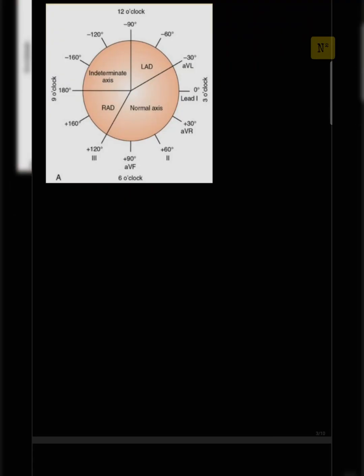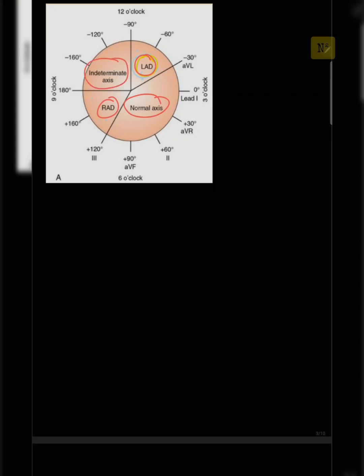So this is the normal axis. I told you from minus 30 to plus 110, and from 111 degrees to positive 180 degrees is called the right axis deviation, and from minus 30 to minus 90 is called the left axis deviation. This is the left axis deviation, this is the right axis deviation, this is the normal axis, and this is the indeterminate axis, that is the extreme axis deviation.